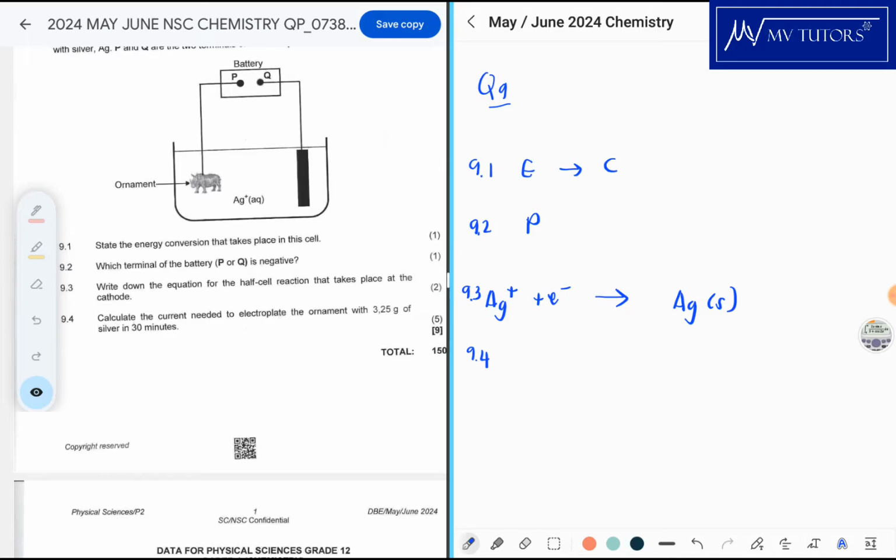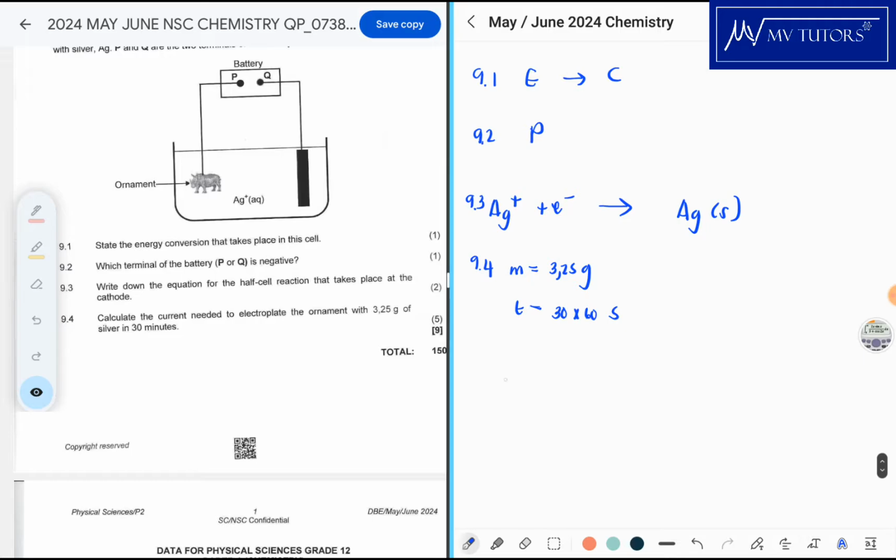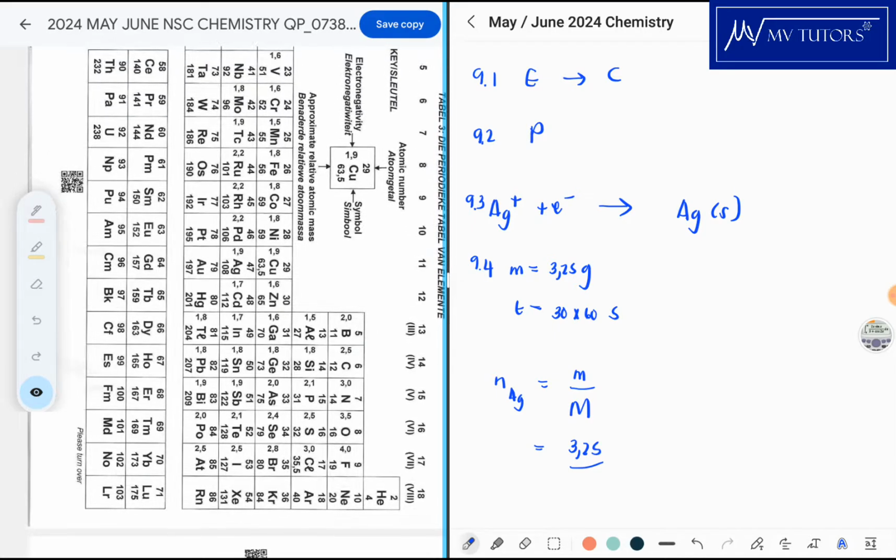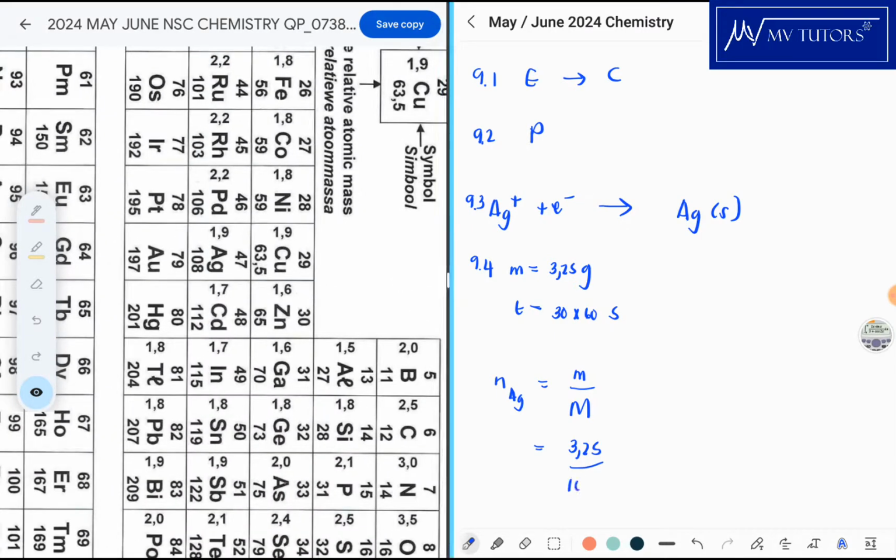The current required to electroplate the ornament with a mass of 3.25 grams of silver in 30 minutes. So 30 minutes times 60, and we're going to get the seconds there. Now let's firstly work out the number of moles for silver. We have the mass over the molar mass. They gave us the mass, it's 3,25. And then what is the molar mass of silver? Ag, that's 108.